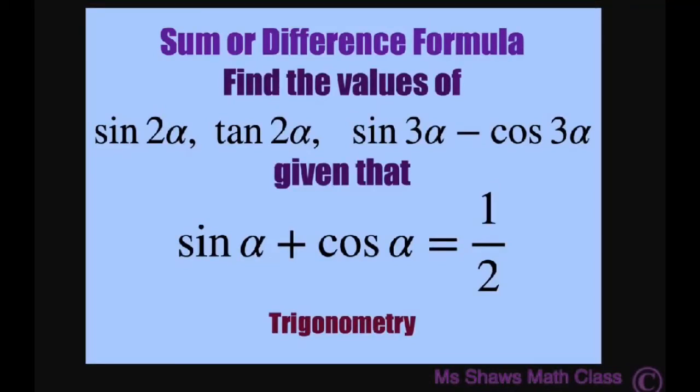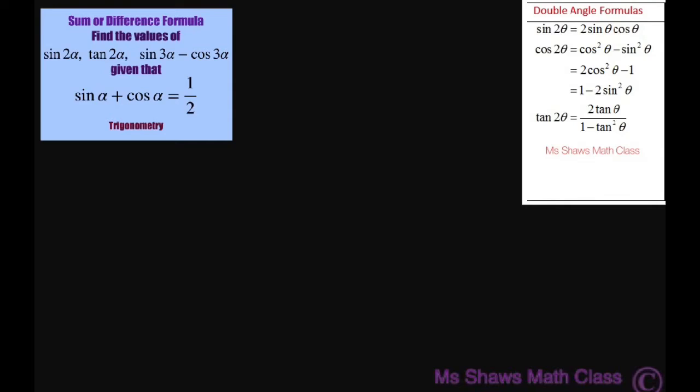Everyone, we're going to find the values of sine of 2 alpha, tan of 2 alpha, also sine of 3 alpha minus cosine of 3 alpha, given that sine of alpha plus cosine of alpha equals 1/2. To get sine of 2 alpha, by the way, we're not using the sum and difference formula. We're basically using a double angle formula and some identities that I have posted. So we'll look at those in a minute.